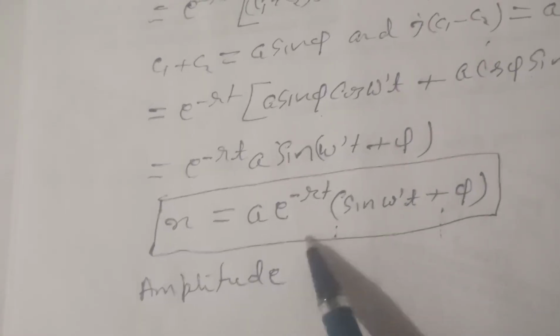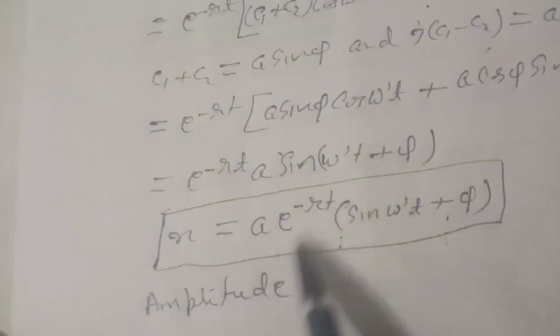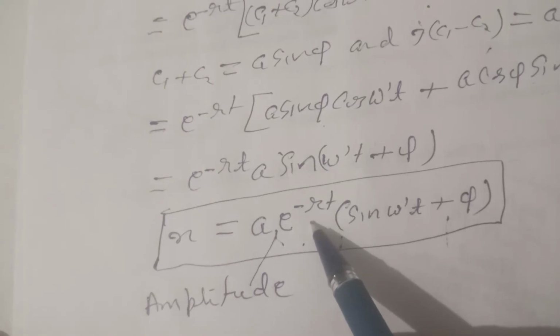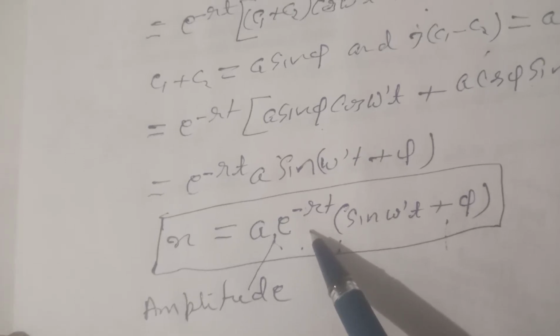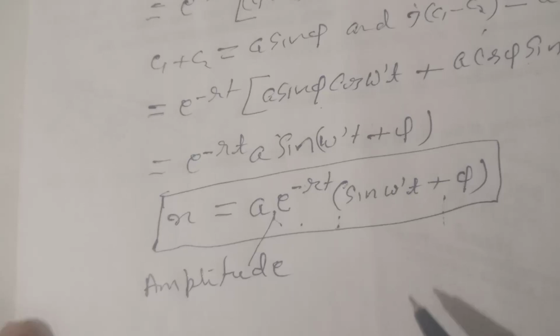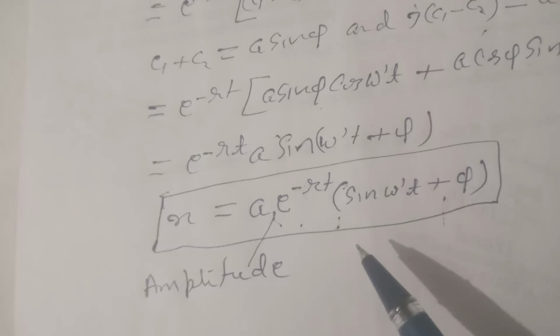The amplitude of the oscillation is a into e to the power minus rt, which is not constant, but instead decays exponentially with time due to the damping factor e to the power minus rt. This is an under-damped motion and is represented by a curve which will be shown later. Now the time interval in which the amplitude of oscillation falls to 1 by e of its initial value is called the mean lifetime of the oscillator.